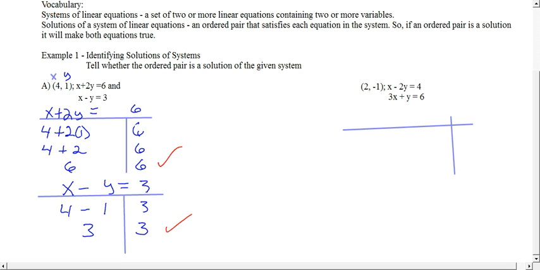Okay, so we're talking about x minus 2y is equal to 4, and 3x plus y is equal to 6 is our system, and we're asked to find out if the ordered pair (2, -1) will be a solution to the system. So let's go ahead and begin with x minus 2y is equal to 4.